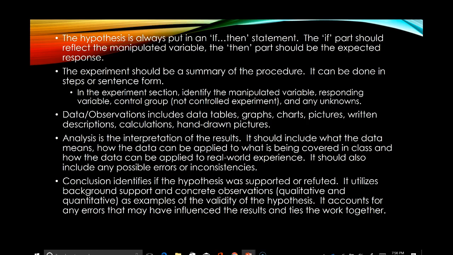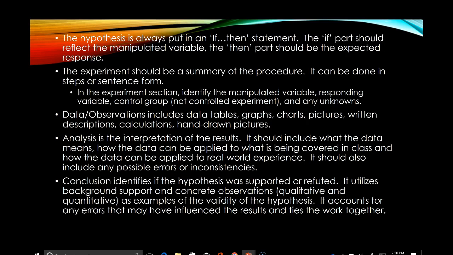Once you're done the analysis, the next heading is conclusion. Again, conclusion should be your heading, all caps in bold, and this is going to identify if the hypothesis was supported or refuted. It's going to utilize background support and concrete observations, again qualitative and quantitative, as examples of the validity of the hypothesis. And it accounts for any errors that may have influenced the results and ties the work together.